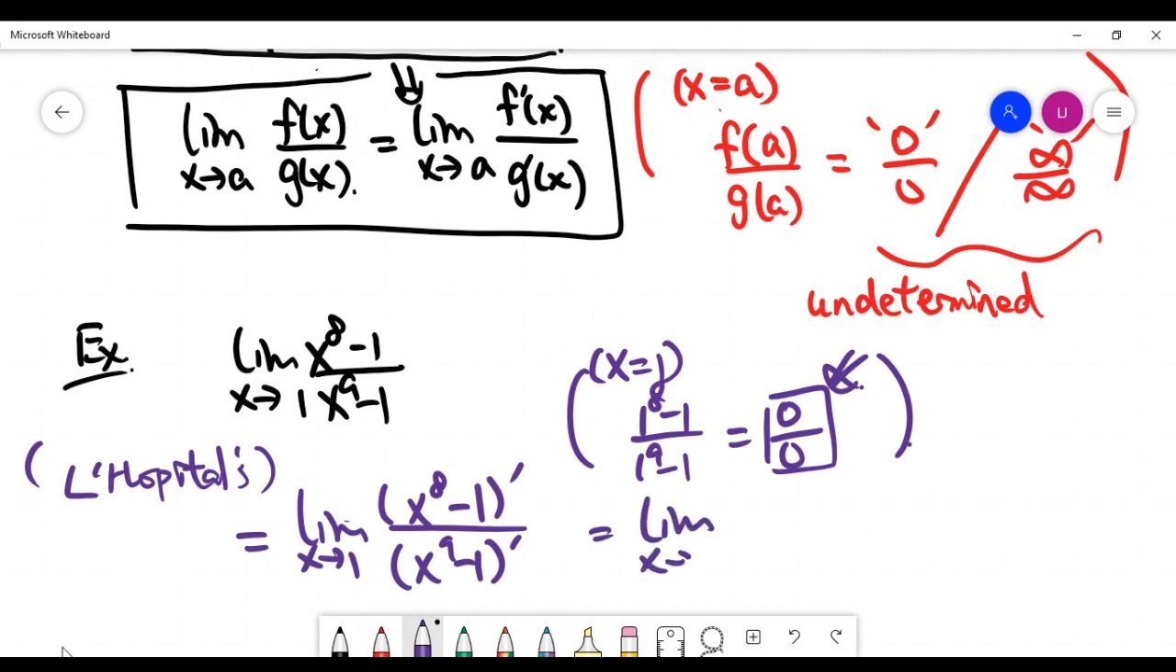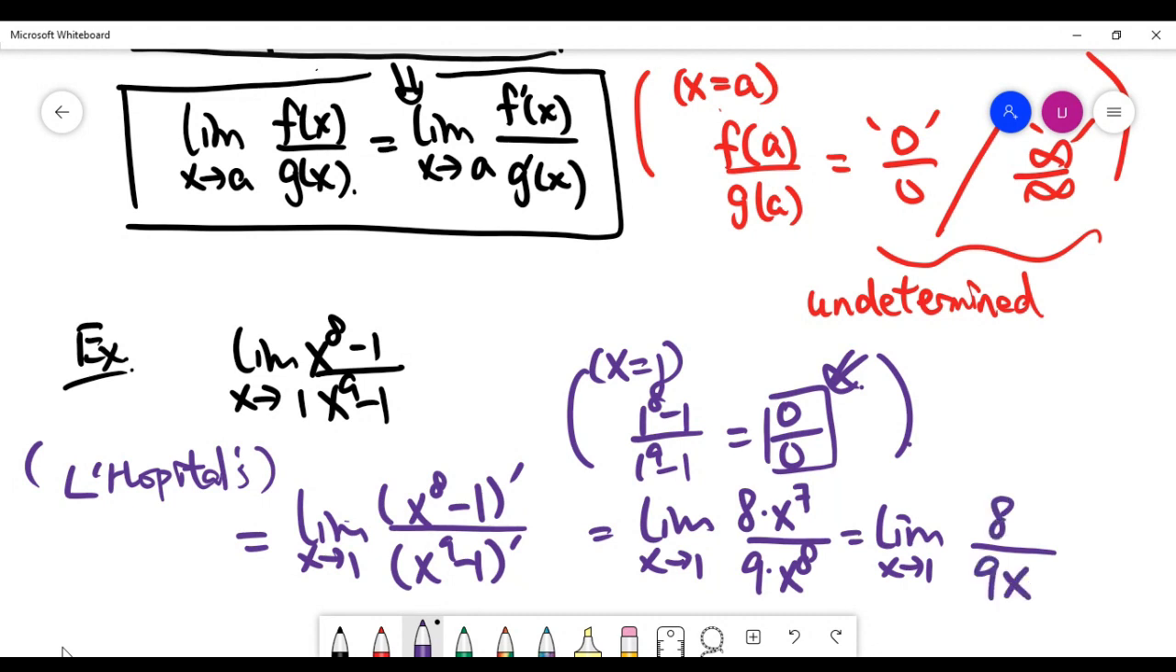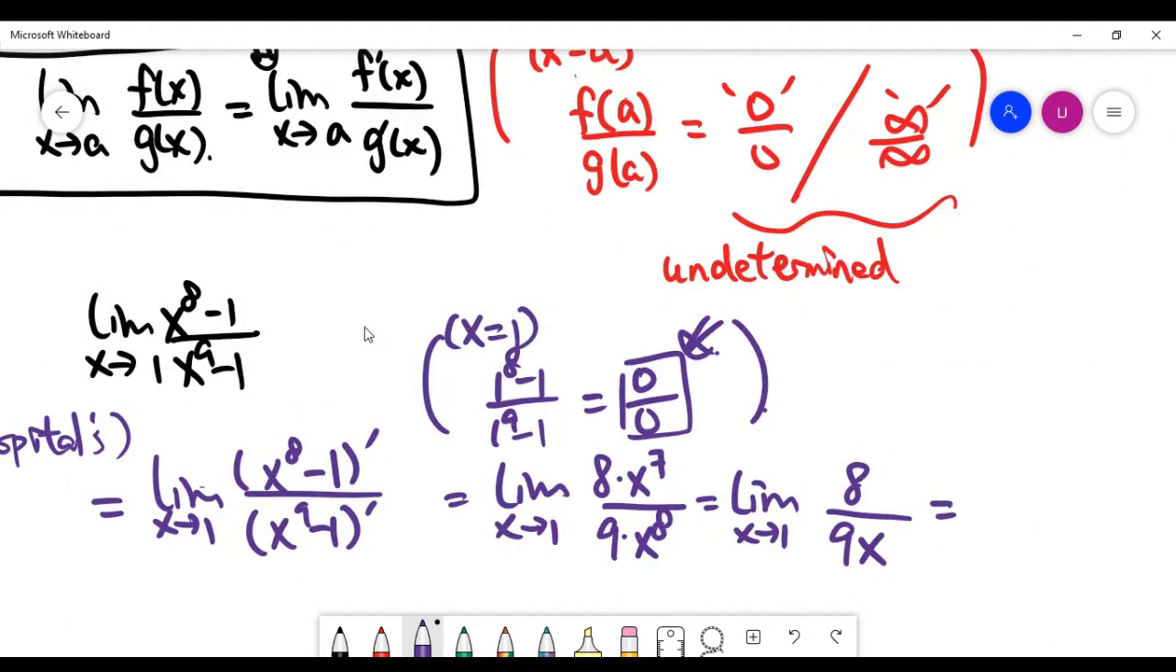And let's find the derivative first. The derivative for the top is going to be 8 times x to the power 7. And for the bottom, it's going to be 9 times x to the power 8, right? And now we can, of course, algebraically cancel out the common factor for the top and the bottom. We can cancel out 7 copies of x. So we are left with the fraction 8 over 9x. And then we can directly replace x by 1. So the answer is 8 over 9 times 1, which is 8 over 9. This is the answer to this problem.